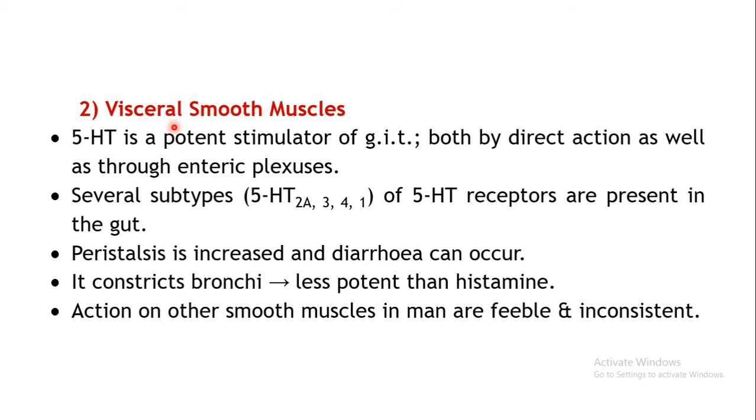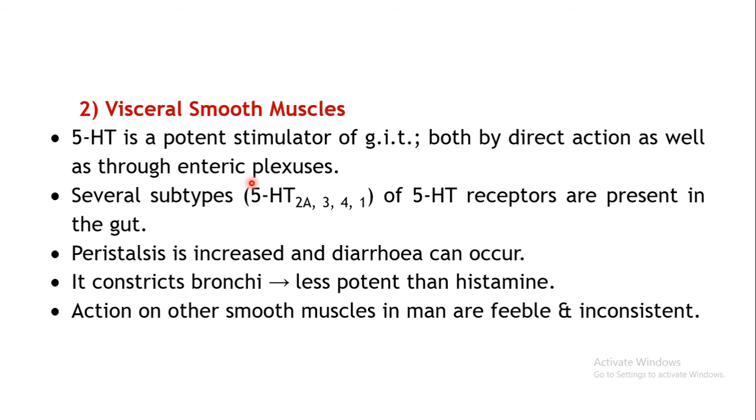Next, coming to the actions on the visceral smooth muscles, the smooth muscles of your visceral organs. Basically it affects only two visceral organs. The first one is your GIT. There are smooth muscles in your GIT, and 5-HT is a potent stimulator of the GIT, that is, of the smooth muscles in the GIT. These are stimulated both by a direct action as well as through the enteric plexus. The enteric plexus includes the nerves which are supplying your GIT.